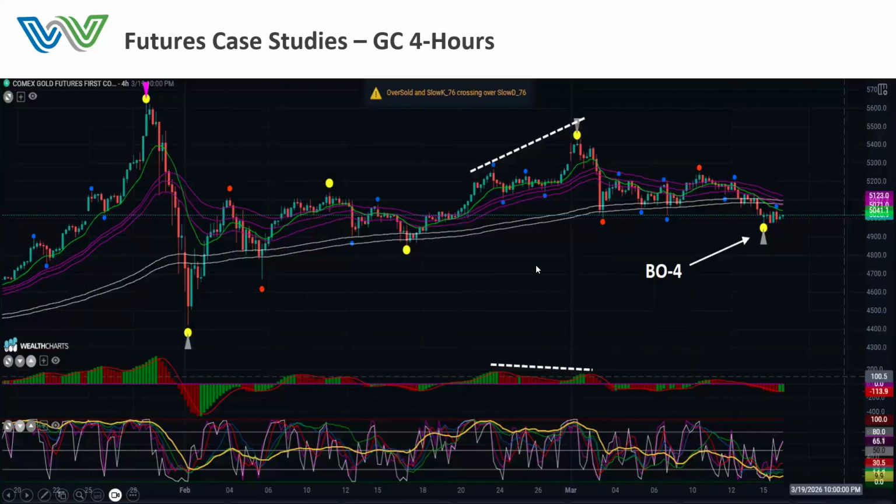Now this I took last night. This is the 4-hour gold chart, and here we have divergence. So you have an initial peak, and then we had the major sell-off.